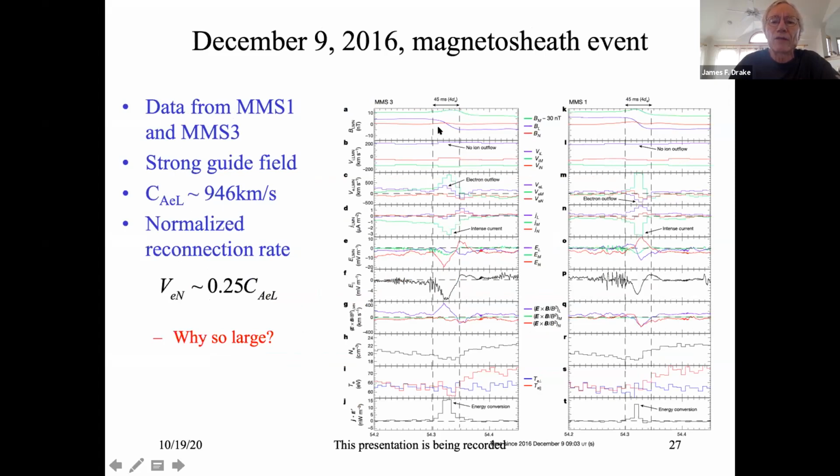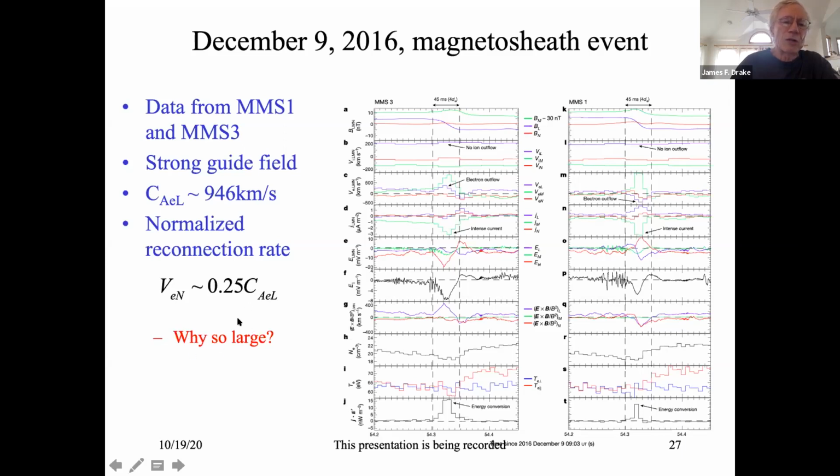Here's the reverse magnetic field for the two spacecraft. Here's the electron outflow going in one direction and in the other direction on the other side. And Birch et al. went back and looked at this again. The electron outflow speed was almost 1,000 kilometers per second, and the normalized reconnection rate was 0.25 times the electron outflow speed. This is huge.